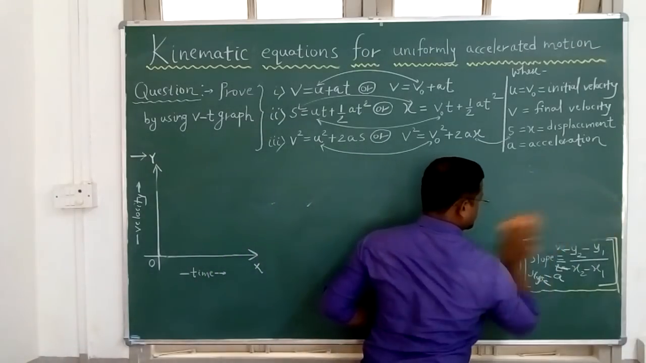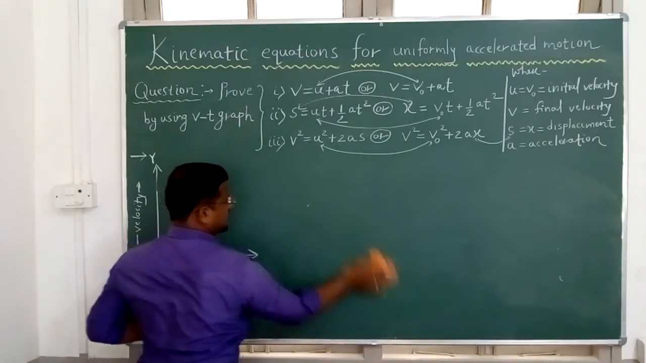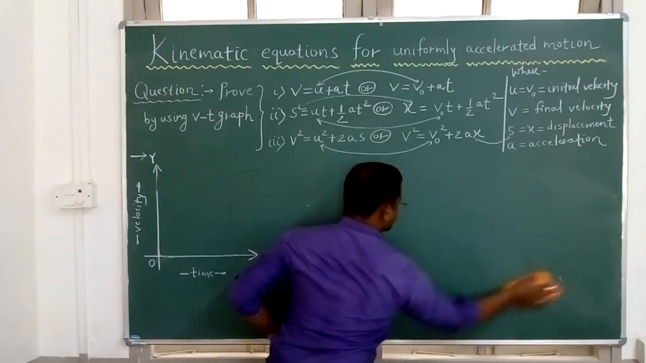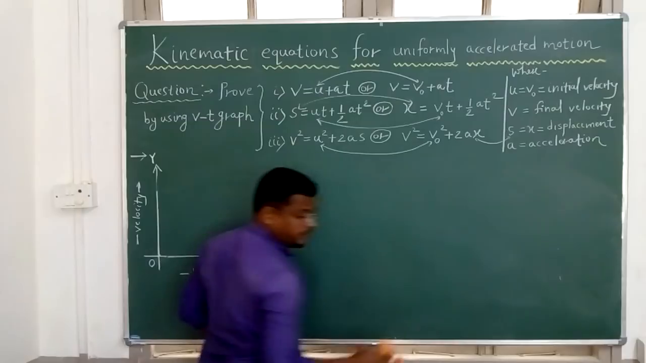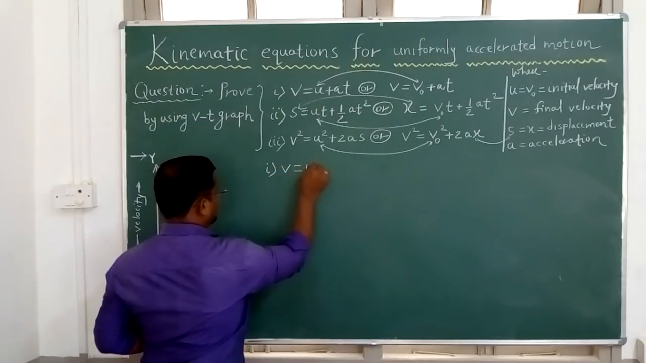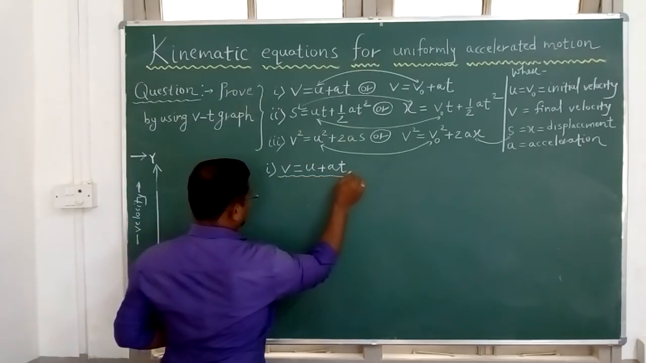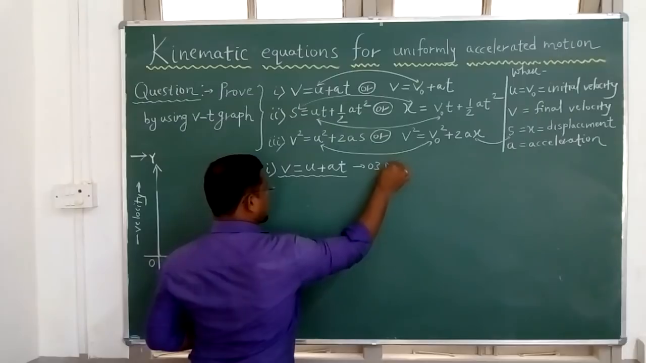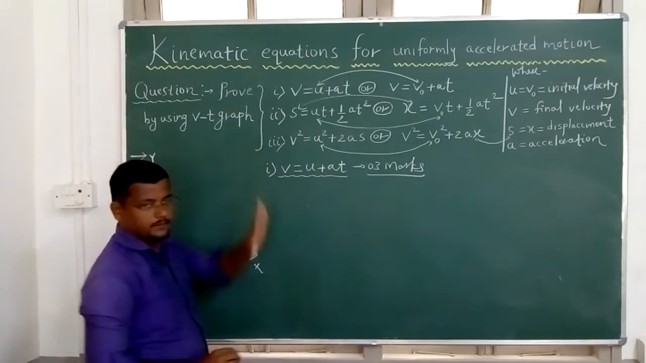For this, read the title once again. Initially I am going to write the proof for v equal to u plus at. I am going to prove this: v is equal to u plus at. They will ask this proof for 3 marks, and the remaining 2 they will ask for 5 marks.